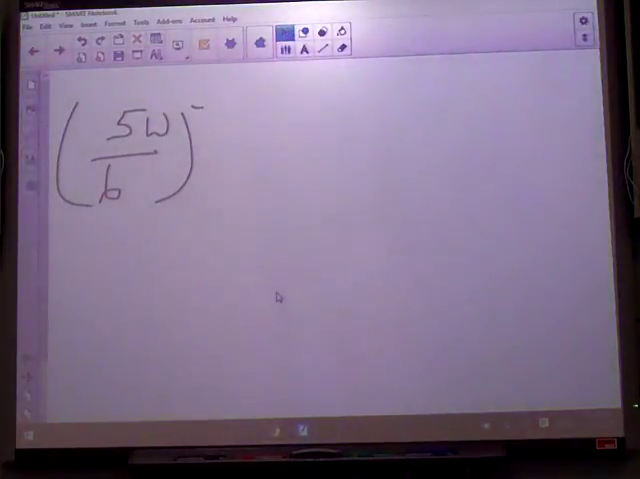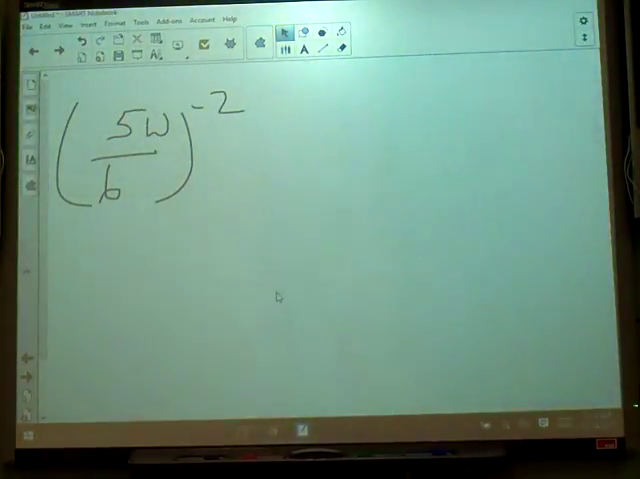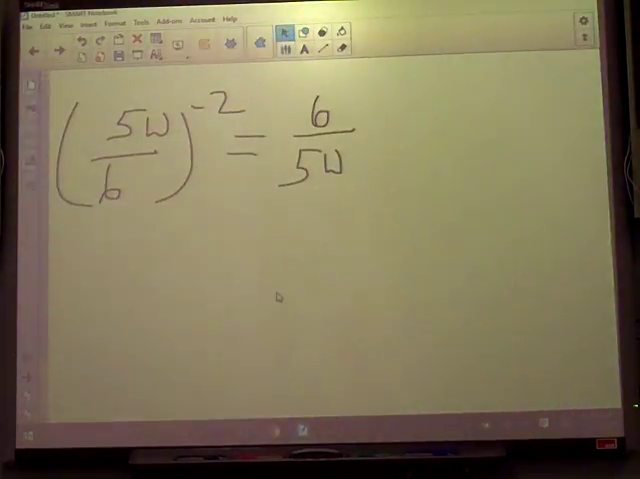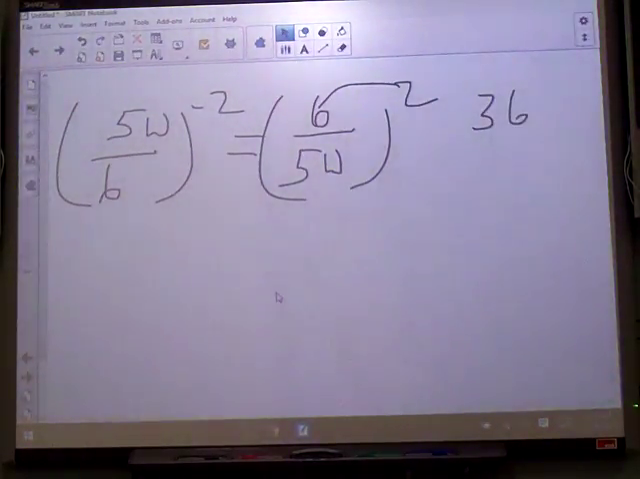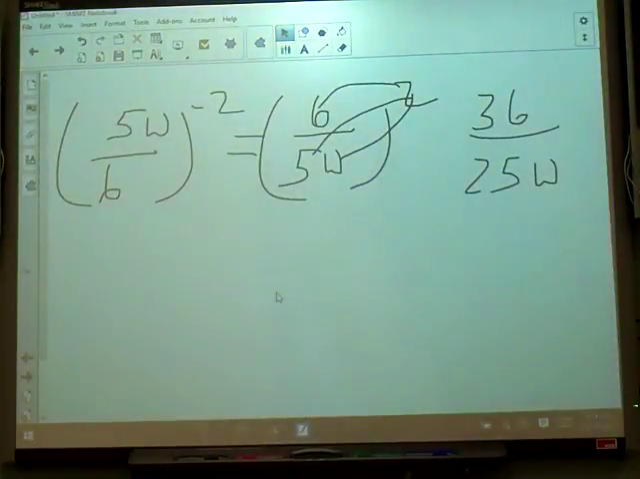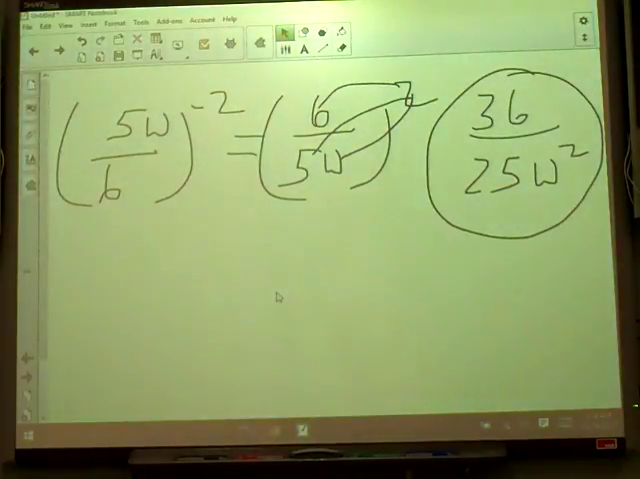Alright. There's a couple of different ways to start 47. I started it by taking care of the negative exponent first. Negative power, just like on the last one, we put in the opposite spot and made it positive. So I can just take that 5w over 6 and flip it and make that a positive exponent. So that's how I started it. Okay, now that 2 has to go to everything. So I got 6 squared, 5 squared, w squared. If I can reduce that, I do, but 36 over 25 doesn't reduce.